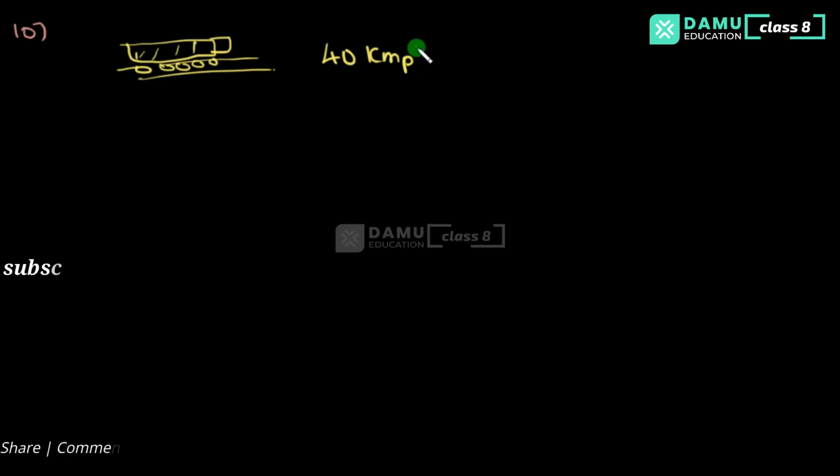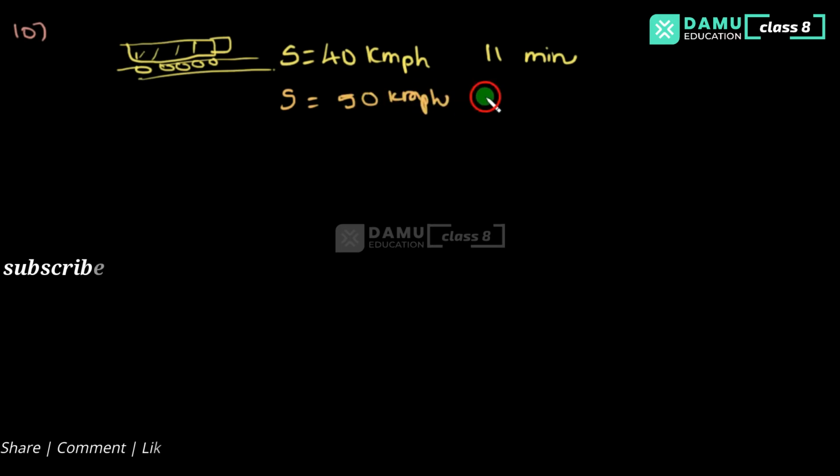So let's take one train. This train will go 40 km per hour. This is kilometer per hour, which means this is speed. So at this speed, how many minutes late? 11 minutes late. Then if it goes at a speed of 50 km per hour, how many minutes late? 5 minutes only.